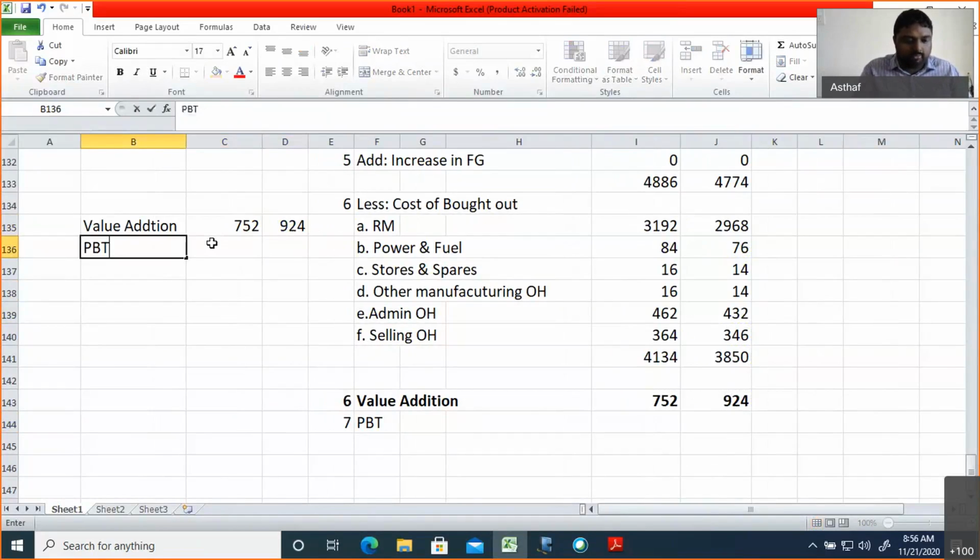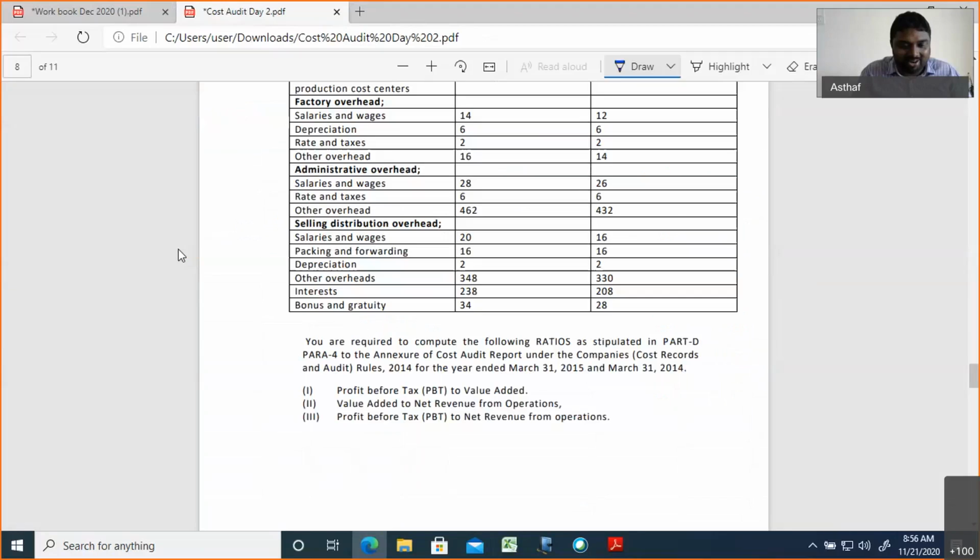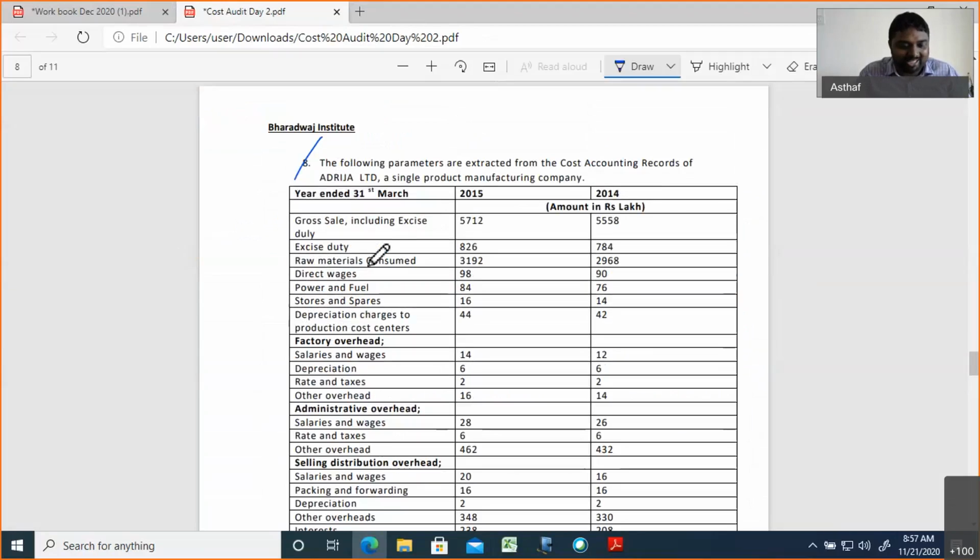Already some friends have given the PBT, 260. Okay, each friend is getting a different answer, so I don't want to take any risk. Less other expenses. So what are all the expenses? We will make it. So we don't want to take risk. All the expenses we want to reduce.